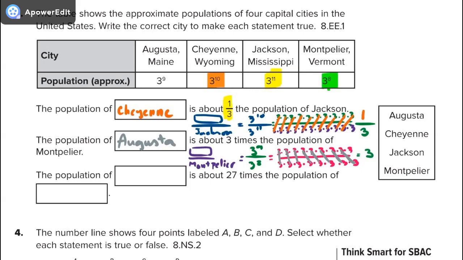Now the last one, the population of one city is about 27 times the population of another. Ooh, 27 times. The big idea here is that all the 3s multiply each other, right? So 27 can be rewritten as 3 times 3 times 3. That is 3 to the 3rd power. Now I want you to try this really quick. Think in your head, what population of which city over the other city will give your final answer of 3 to the 3rd power? What should be on top and what should be at the bottom?